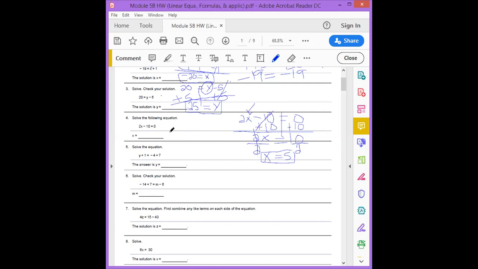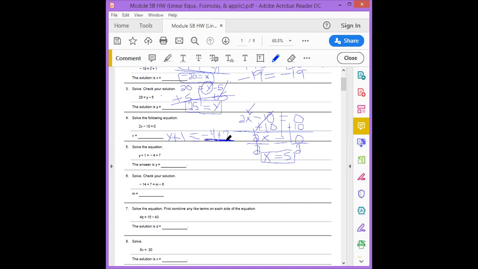Let's look at number 5. We have y plus 1 equals, put a line up here, equals negative 4 plus 7. Now, this problem has 2 numbers on the right side that can be combined as they are.